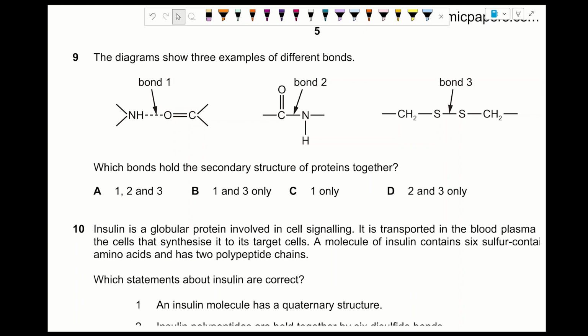Question number 9. The diagram shows 3 examples of different bonds. Which bonds hold the secondary structure of proteins together? So, the definition of secondary structure is the hydrogen bonds formed between the peptide bonds of proteins. Now, let's see the suggestions that we have here. So, for bond 1, here we could see a peptide bond. So, a peptide bond looks something like this.